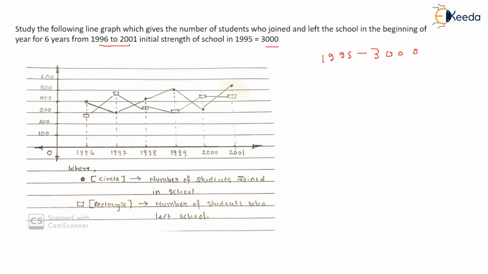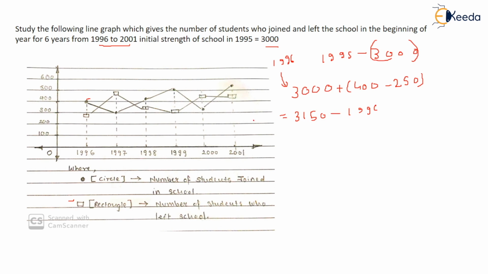So what other data is provided to us? Circles represent the number of students who joined the school, and rectangles represent the number of students who left the school. So you know that initially there were 3000 students in 1995. So in 1996, this 3000 plus those who joined, which is 400, and those who left is somewhere around 250. You can subtract it, so it comes out to be 3150. So this is the 1996 population.